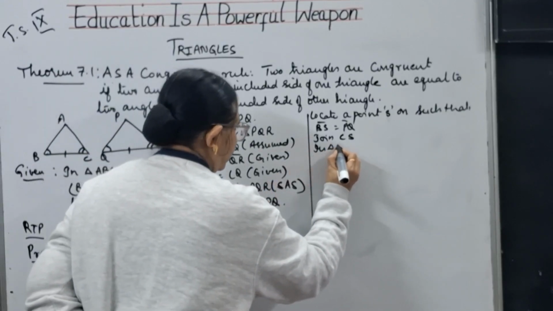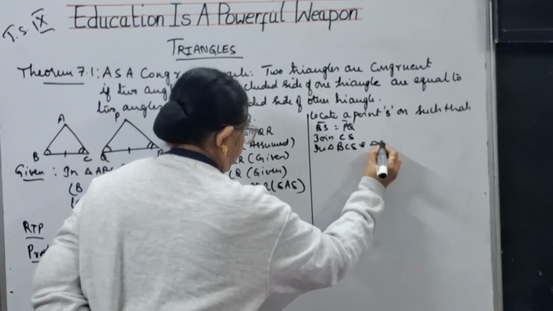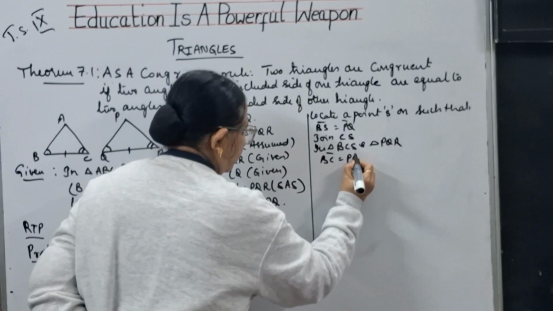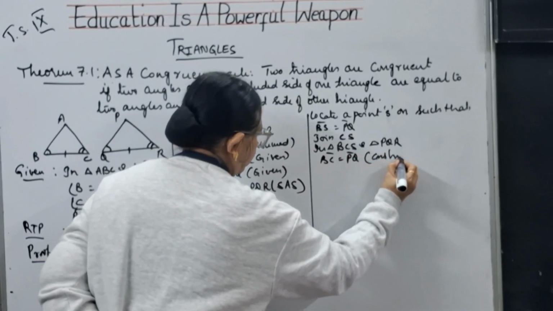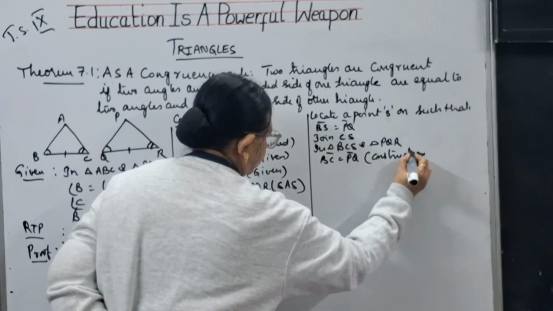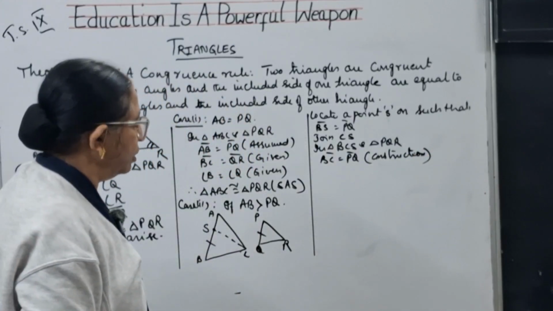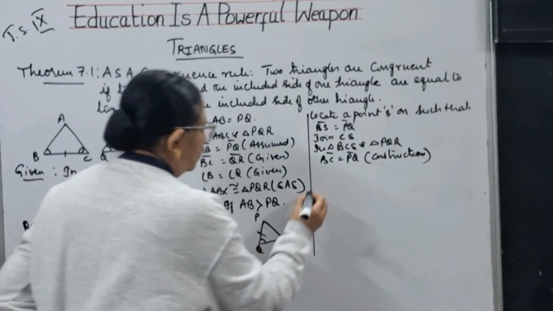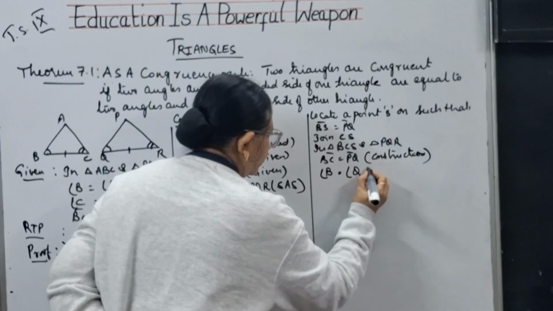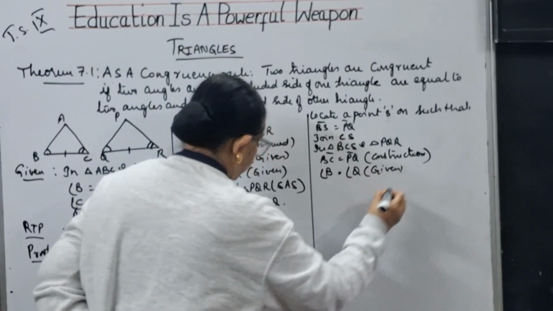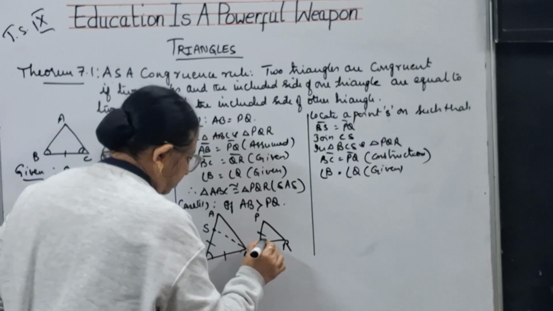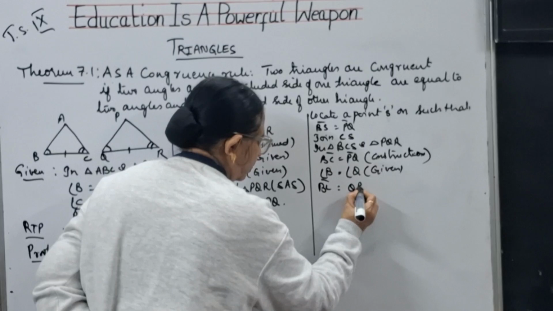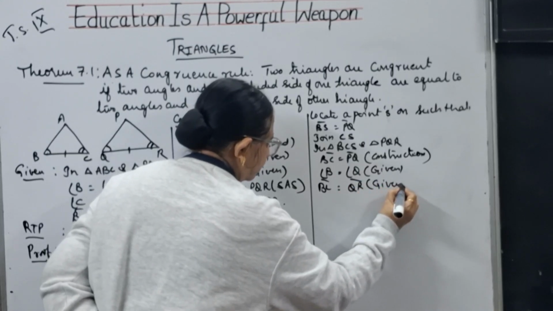So, in triangle BCS and triangle PQR, BS is equal to PQ. This is what we have constructed. And then BC is equal to QR, and angle B is equal to angle Q is given to us, as well as BC is equal to QR. This is also given to us.